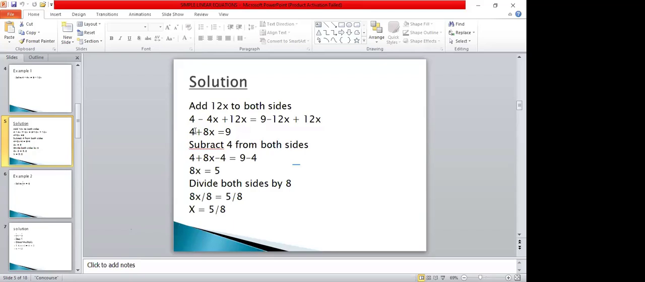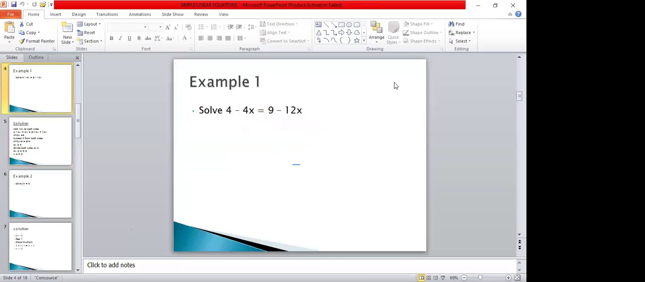So then you say subtract 4 from both sides. Subtract 4 from both sides. So look at the illustration. We have 4 plus 8x minus 4 equal to 9 minus 4. So we have 4 minus 4 is done. It will make 8x. And that 9 minus 4 will give you 5. And from here, we need the value of x. Okay, now we have 5 over 8. If you have any question, you can ask. If not, then you can go ahead, write down the solution. Now, let's move on to example 2.